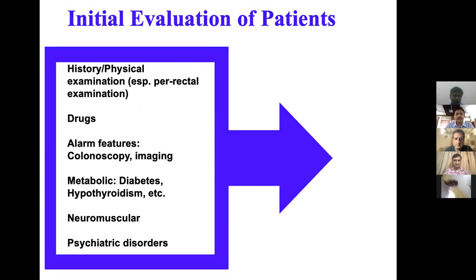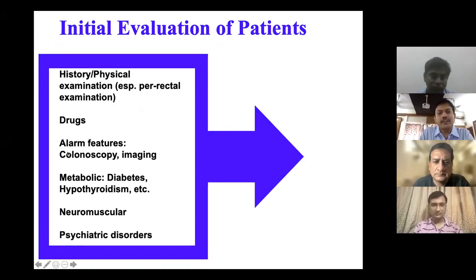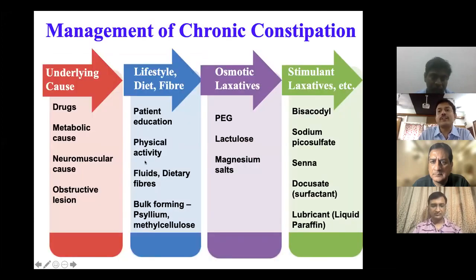So the initial evaluation, as I told you, is good history and examination. If the patient has any alarm features like bleeding per rectum, or alternating diarrhea and constipation in an elderly patient, or weight loss, we may have to do a colonoscopy. Otherwise, colonoscopy does not have any significant role in evaluating patients with constipation. Then we check for metabolic conditions. Once we have done this initial assessment, looked for secondary causes, drugs, and psychiatric disorders, we can move to therapy. We don't have to go for further investigation.